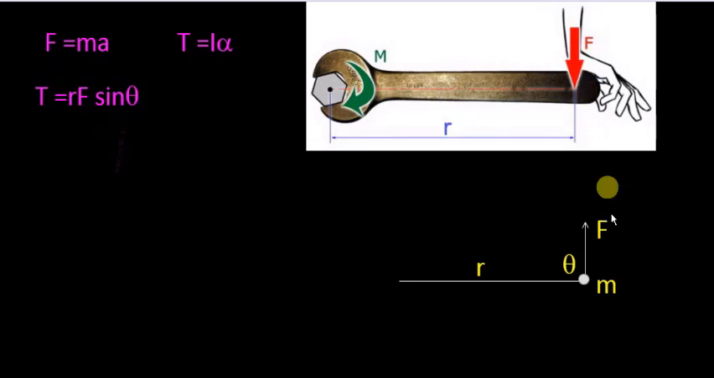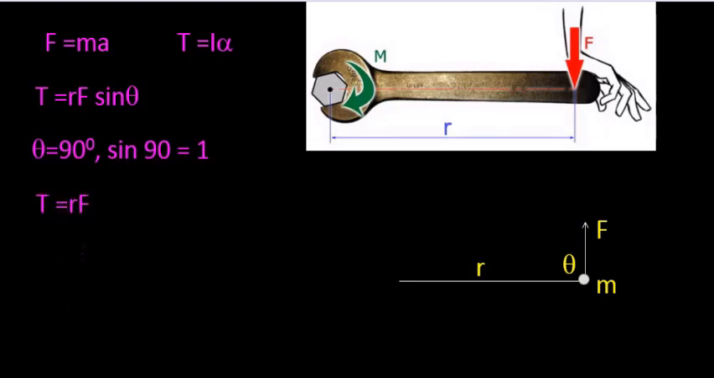R and F. In the second figure you can see this is the center of rotation, m is the mass of the body, and F is the force applied on that body. Theta is the angle between R and F. When this force is applied, this body will rotate about this center of rotation. Then moment of force or torque is given by T = R F sin theta. But in this case theta is 90 degrees. The angle between R and F is 90 degrees and sin 90 is 1. If we keep that value, we get T = R F.